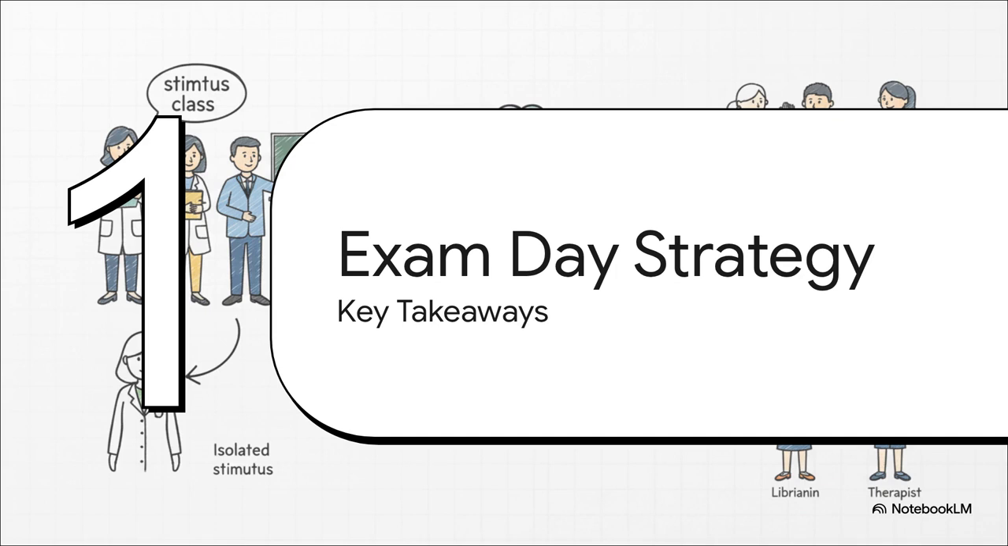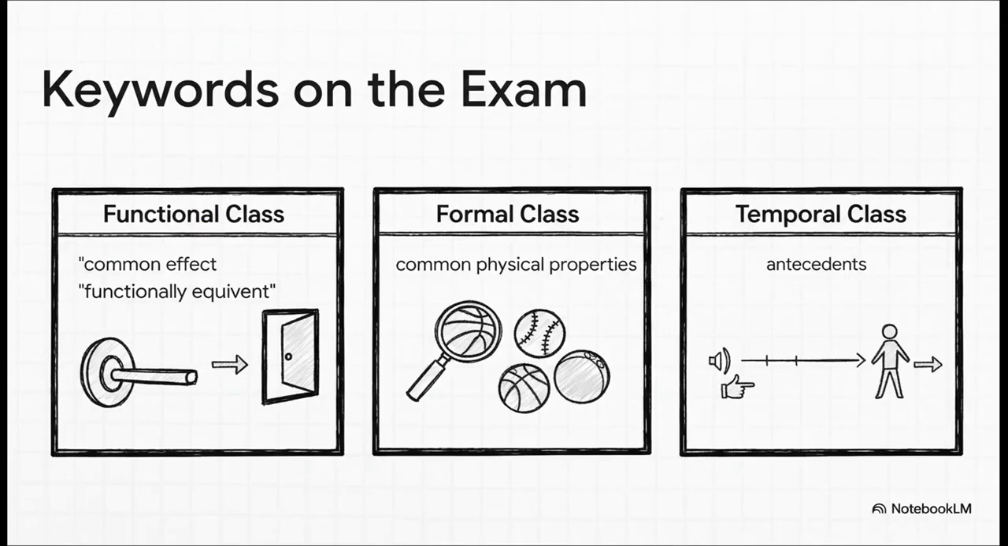Okay, we've cracked the clinical case. But now, let's pivot to what I know is on your minds. How is this going to look on the BCBA exam? Let's talk strategy. When you're sitting there reading through a question, I want these keywords to practically jump off the page at you. If you see a phrase like share a common effect on behavior or functionally equivalent, your brain needs to scream functional stimulus class. If it says share common physical properties, you're thinking formal class. And if it talks about antecedents that evoke the same response, you know they're talking about a temporal class.